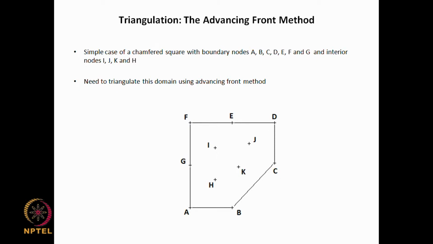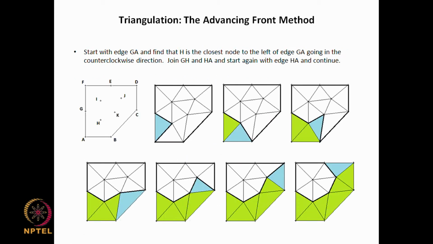So, if you have this, how does the advancing front method work to triangulate this particular domain, which consists of this chamfered edge? We do not want any joining of K with BC in a way that it goes outside. There is a possibility, for example, of BHC and BHK being triangulated. So, we would like to see how that kind of thing is avoided in this. So, we start with edge GA.